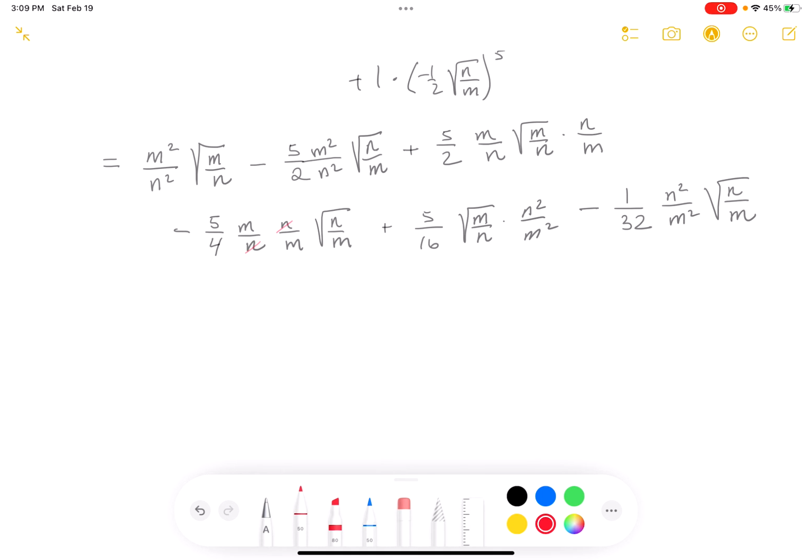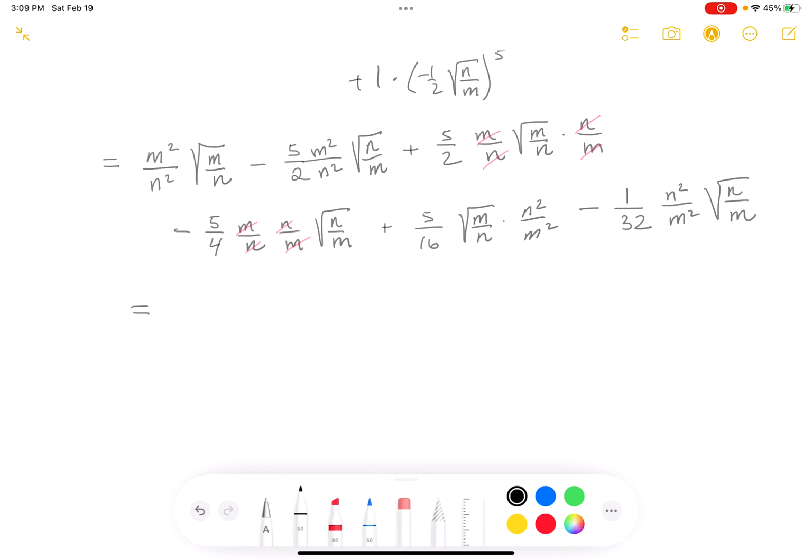Conditionally, n's cancel, m's cancel. Let's see, n's cancel, m's cancel. All right, that's not a bad thing. Anything else I can see for simple reductions? Not really. All right, and I'm going to leave it at that. I'm not going to rationalize these guys, but you could. You know what? Let me do that. I think I can do it as I'm just walking left to right in the problem.